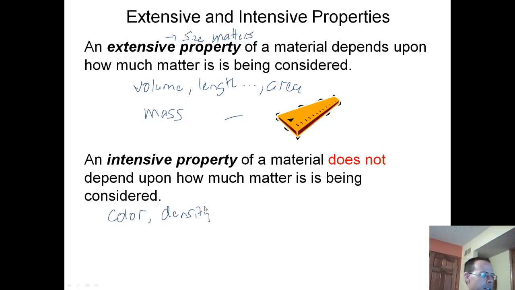So color, density, it doesn't matter if we have a little piece of ice or a large piece of ice, it's going to have the same melting point. You might say freezing point, melting point, MP, FP. You might do boiling point, and condensation point would be the opposite of boiling. But all these properties of these phase changes are intensive.